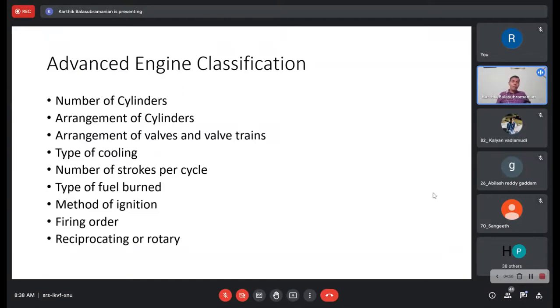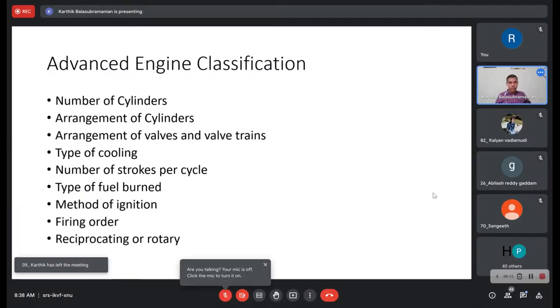And then, of course, you can have reciprocating engine or rotary engine. We are not going to discuss any rotary engines, Wankel engine and other different engines are there. But generally, what we discuss are reciprocating engines. All right. So this is how we have advanced classification of engine. I'll just show you some pictures.